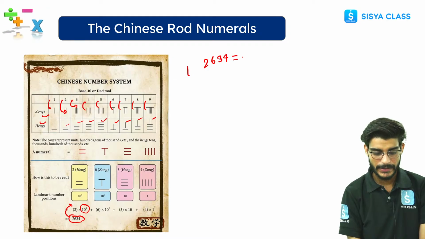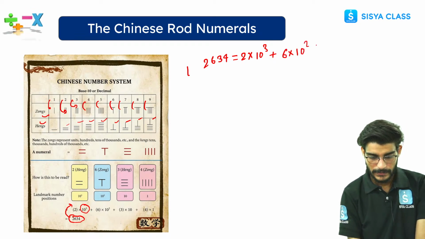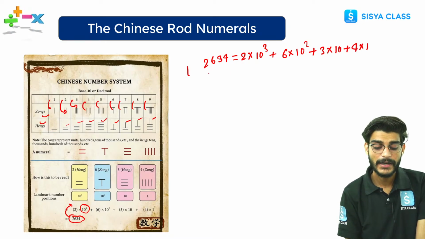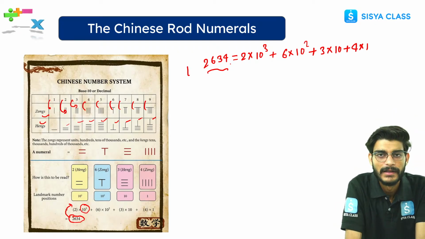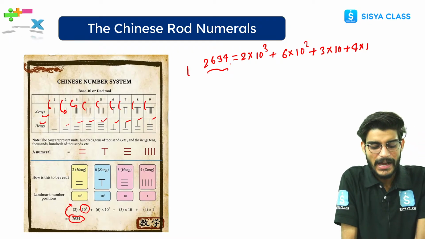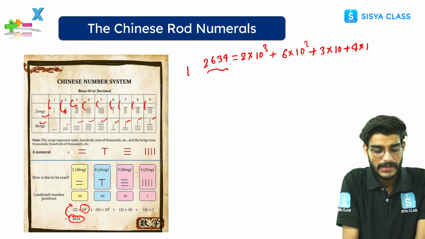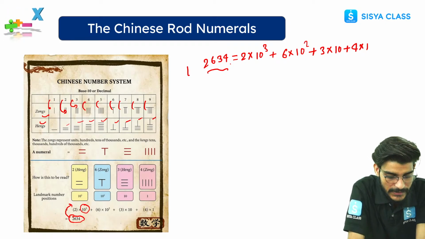2634 can be written as 2 into 10 to the power 3, then 6 into 10 squared, plus 3 into 10, plus 4 into 1. We have to split these numbers into powers of 10. Clear? I think everyone knows how to do it. In powers of 10, this is how you write these numbers. Now what after that? How will you denote it using a symbol?